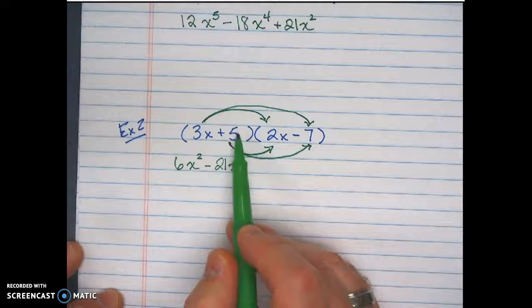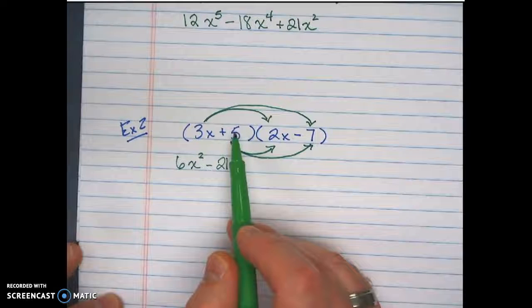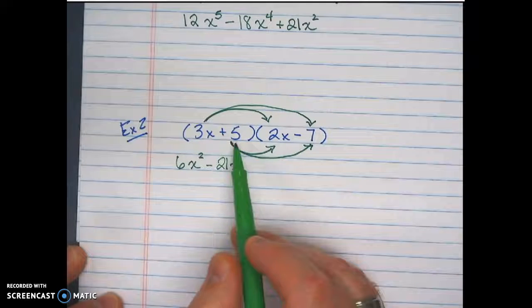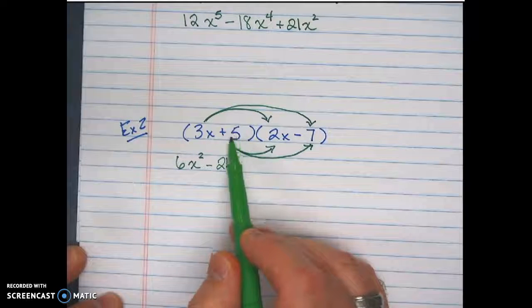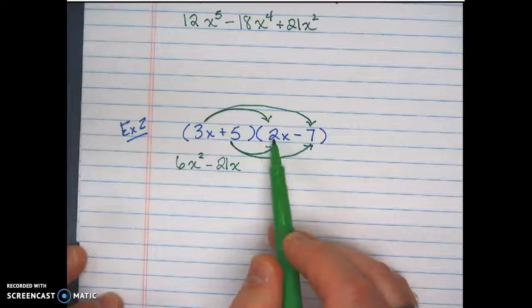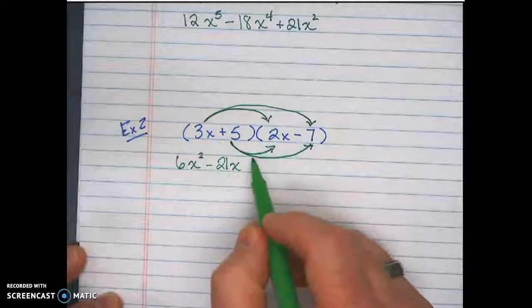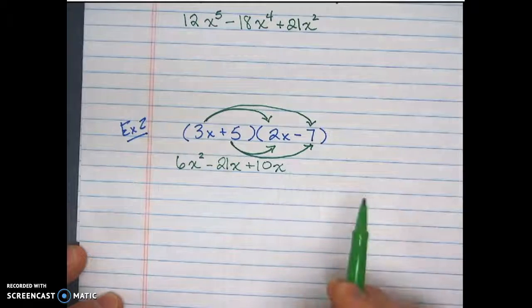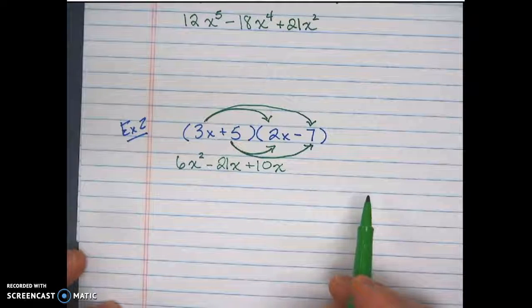Now we're going to start with our constant 5 in this first binomial and distribute it into the second one. That way we have all of our terms distributed. I have positive 5 times a positive 2x. So 2 times 5, we're going to have a positive 10. We have to remember that we have that x remaining, so I'm going to have x to the first.